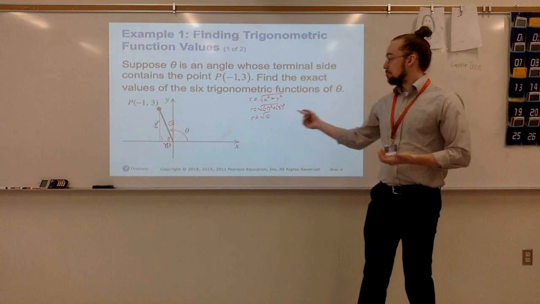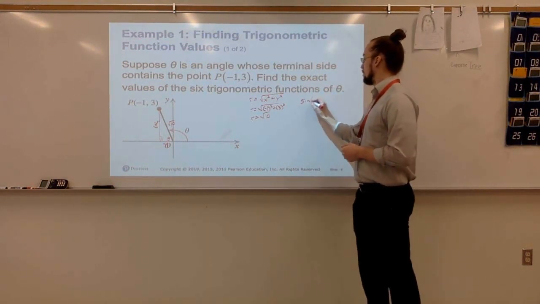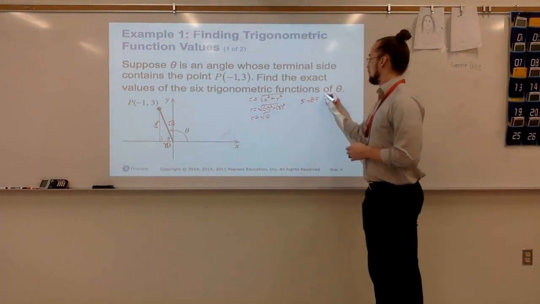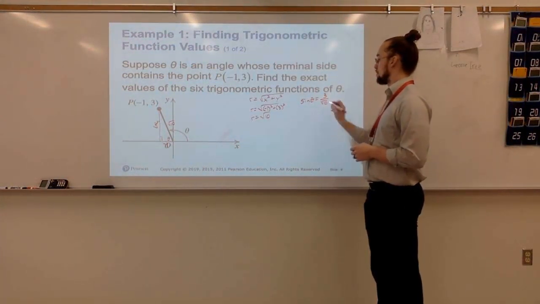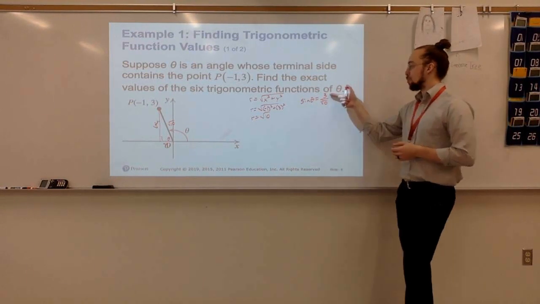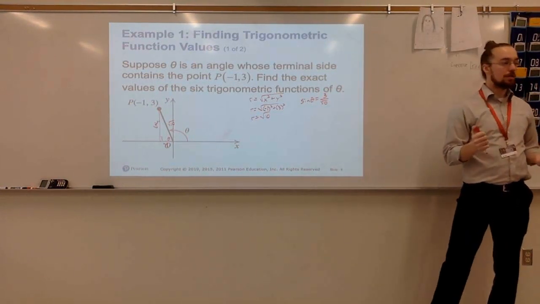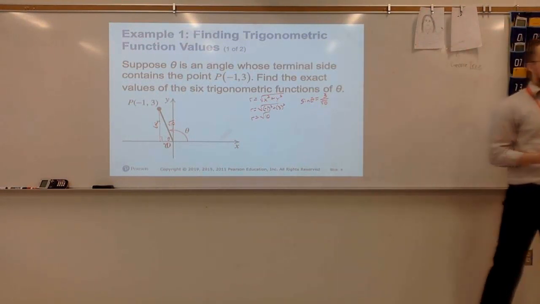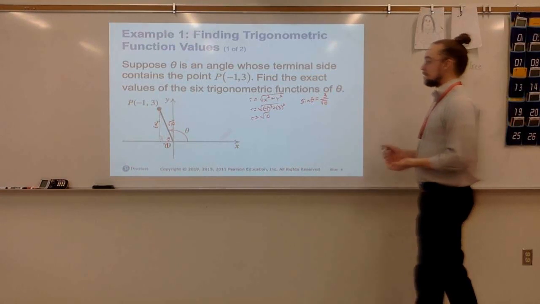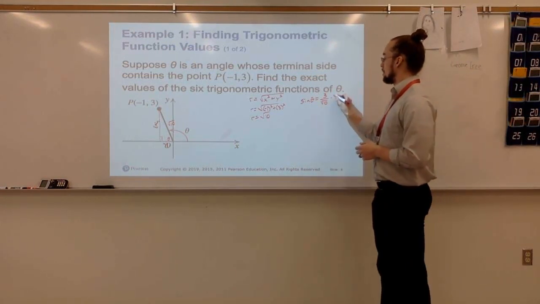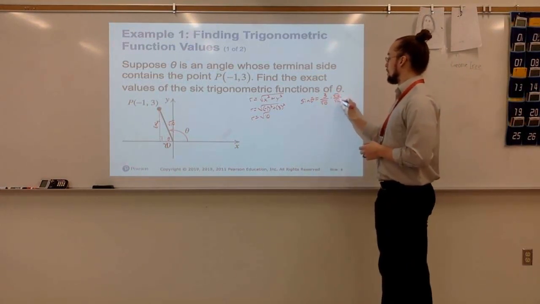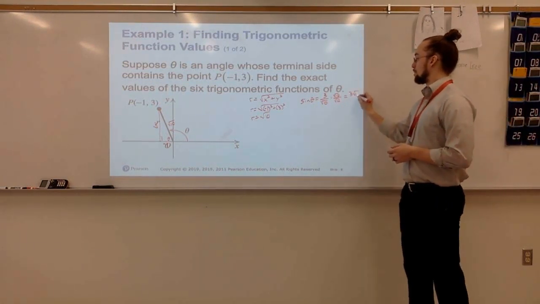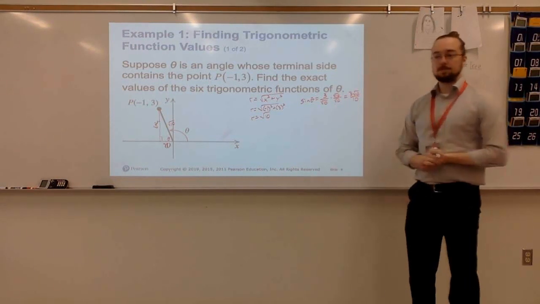So the sine of this angle, opposite over hypotenuse, is 3 over the square root of 10. This is y over r, if we think about the last slide. We do want to rationalize if we ever have a square root in the denominator. So we're going to multiply top and bottom by the square root of 10. We'll end up with 3 square root of 10 over 10.